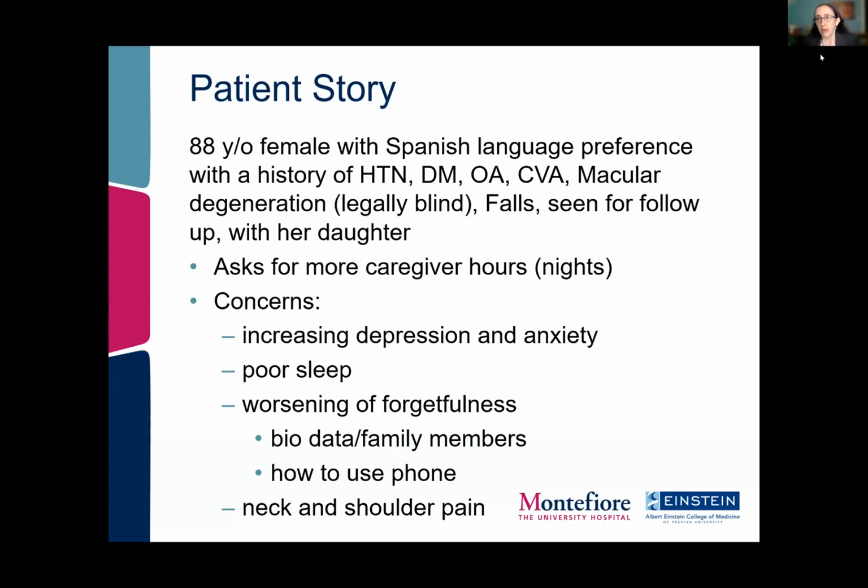And one of the main concerns that the daughter mentions is that they need more caregiver hours, more hours in which there's a paid caregiver in the home, specifically overnights, because of concerns of increasing depression and anxiety. The patient sometimes saying things like, "I'm not sure why I'm still alive," poor sleep, she's up at night frequently, and worsening of forgetfulness. She's forgetting her date of birth, forgetting where she lives, sometimes not recognizing family members, and really she can no longer use her phone on her own anymore. The patient's main concern is just neck and shoulder pain. That's what she says is bothering her.